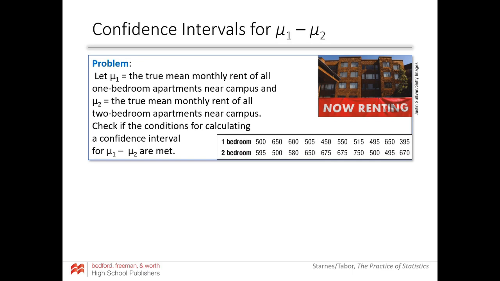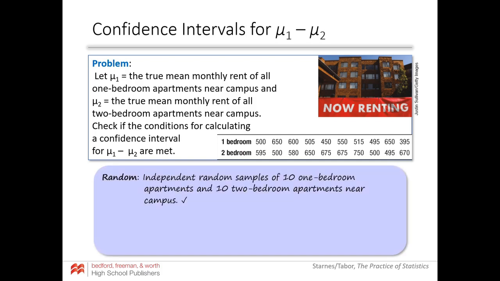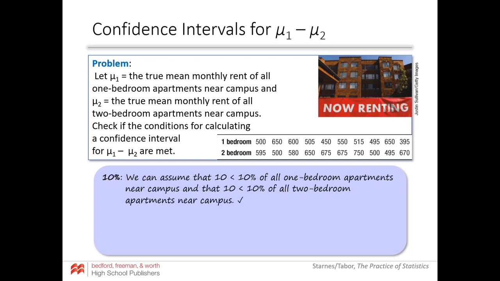So we have our data still. Remember that first condition is random. So are these from two random samples? Yes, they are. We have independent random samples of 10 one-bedroom apartments and 10 two-bedroom apartments near the campus. So we're good to go. Our next condition is that 10% condition. So is our sample size less than 10% of the population? Absolutely, we can assume that 10 is less than 10% of all one-bedroom apartments and 10 is less than 10% of all two-bedroom apartments.